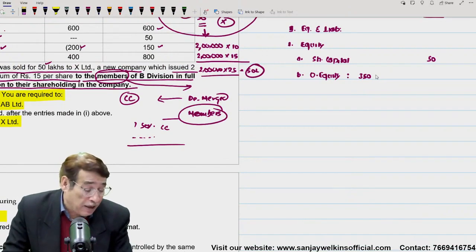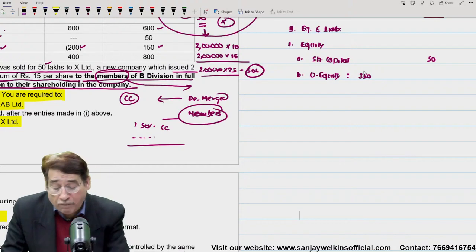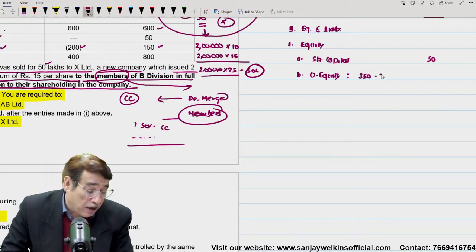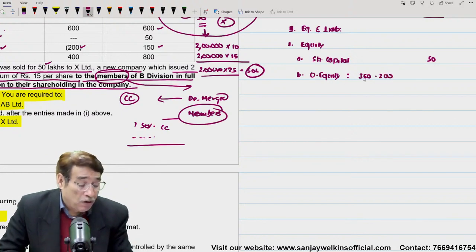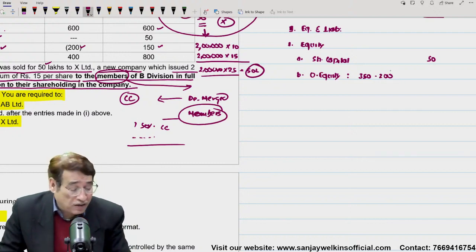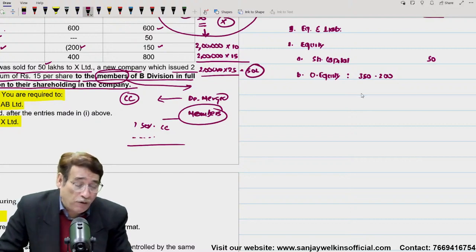But the problem is that other reserve is having a negative balance, as we can see. Isn't it? Other reserve is having negative balances. So, 350 minus 200 is equal to 150. That is already given in the outer column also. But here you have to be a little bit more careful.